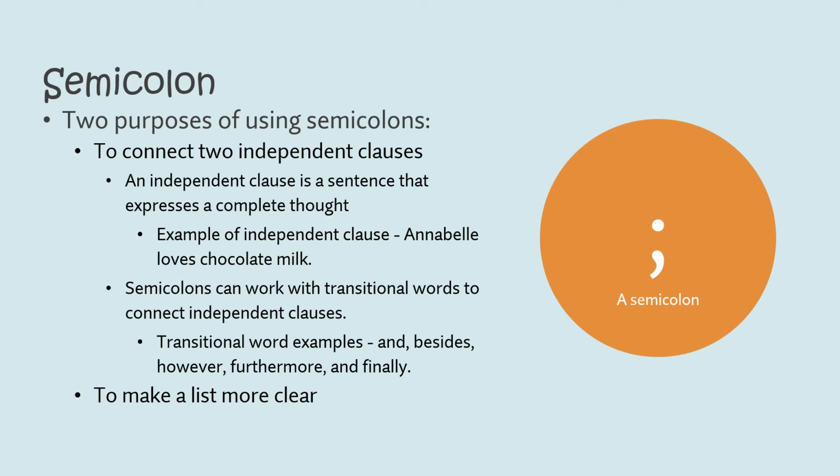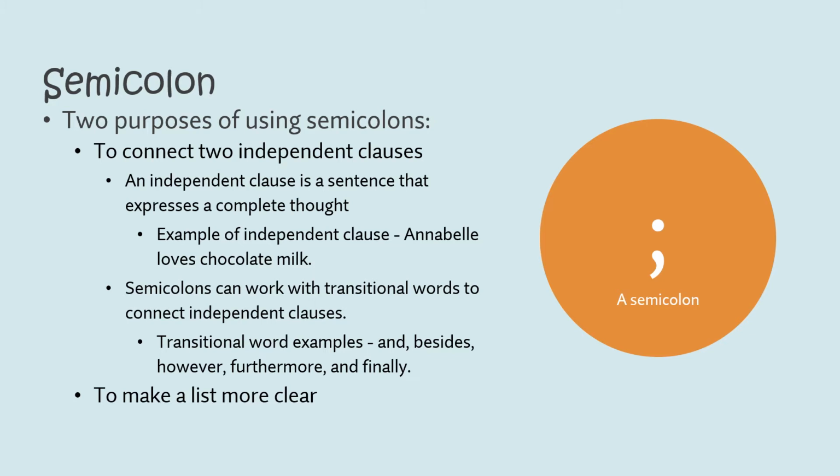A semicolon is a punctuation mark that is represented by a dot above a comma, as seen on the right. A semicolon has two purposes. The first is to connect two closely related independent clauses. An independent clause is a sentence that expresses a complete thought. For example, Annabelle loves chocolate milk is an example of an independent clause.